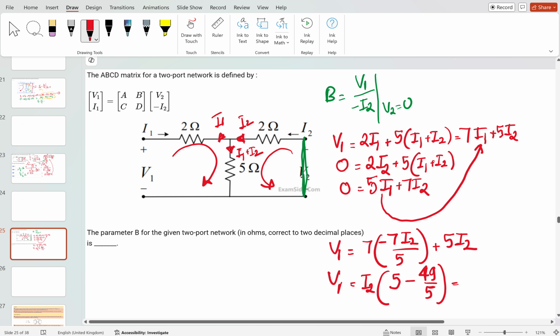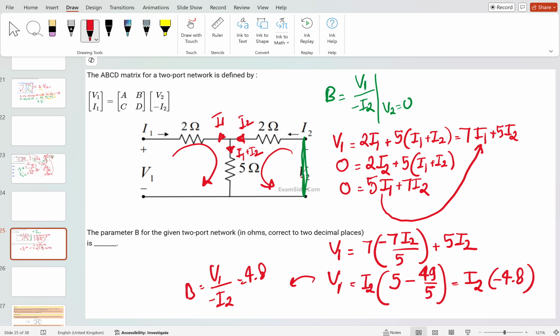Let's solve by calculator. 49 divided by 5, minus, so it will come out to be minus 4.8. So the B value, that is equal to V1 by minus I2, will simply come out to be 4.8. That is correct. 4.8.